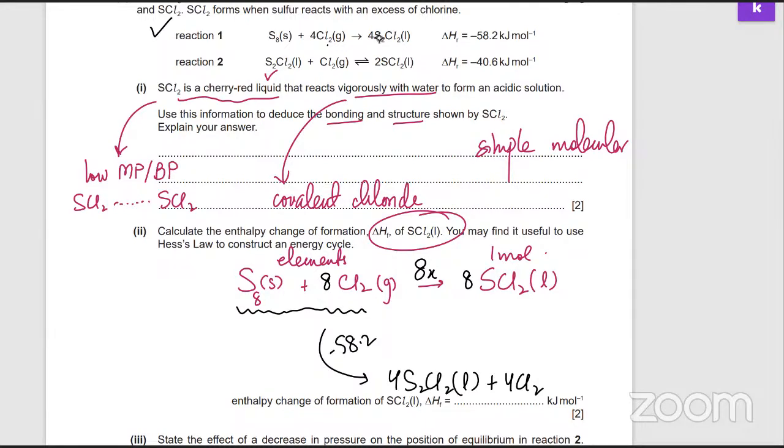The second reaction, S2Cl2 reacts with Cl2 to form SCl2. That's this reaction, right? But it is 4 times this reaction. It's 4S2Cl2 reacting with 4Cl2 to form 8SCl2. I mean, it's the same reaction. So this is minus 40.6 times 4 multiplied by 4, okay? Is this clear?